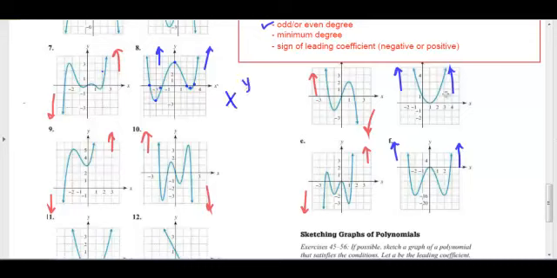Okay, this has only 1 turning point and only 1 root, which is fine. It's an even graph. It has 1 turning point, so it has to at least be x squared. It has only 1 root, which is fine. It doesn't have to have 2, but it can't have more than 2 if that's a 2nd degree.